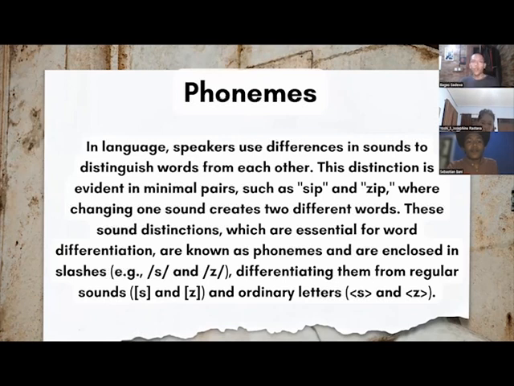Phonemes. In a language, speakers use differences in sound to distinguish words from each other. This distinction is evident in minimal pairs, such as "sip" and "zip," where changing one sound creates two different words. These sound distinctions, which are essential for word differentiation, are known as phonemes and are enclosed in slashes, for example, /s/ and /z/. This differentiates them from the regular sounds [s] and [z] and from the ordinary letters S and Z.